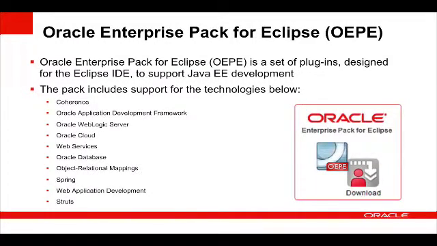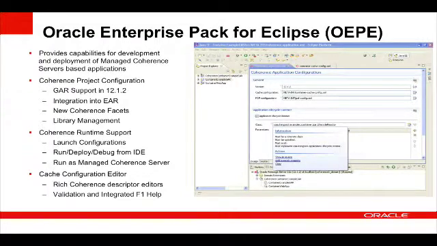Oracle's Enterprise Pack for Eclipse is a set of plugins designed for the Eclipse IDE to support Java EE development. The pack includes support for a number of technologies below. In regards to Coherence, it provides capabilities for development and deployment of managed Coherence service-based applications. This includes support for Coherence project configuration, including GAR support or grid archives, integration of GARs into EARs, new Coherence facets, and library management. It also includes Coherence runtime support. This includes creating launch configurations, running, deploying, and debugging from the IDE, and running as a managed Coherence server. There is also a cache configuration editor with context-sensitive help.